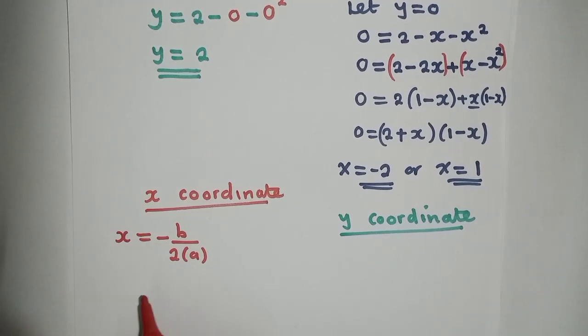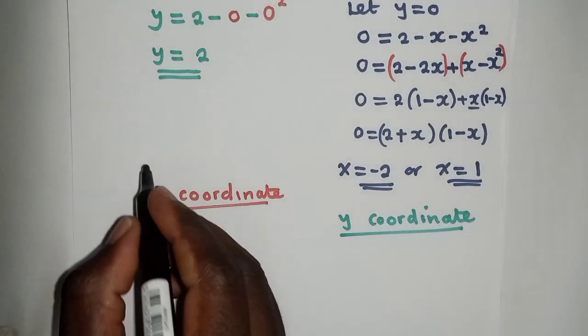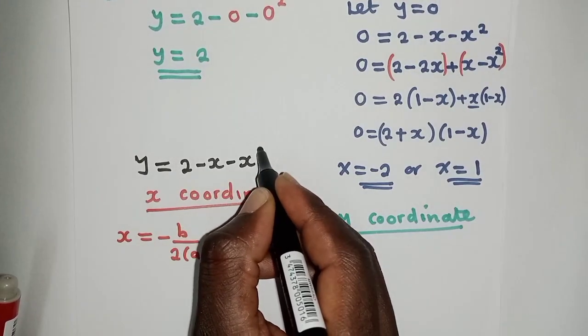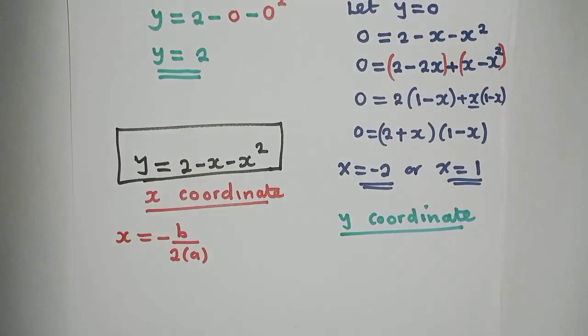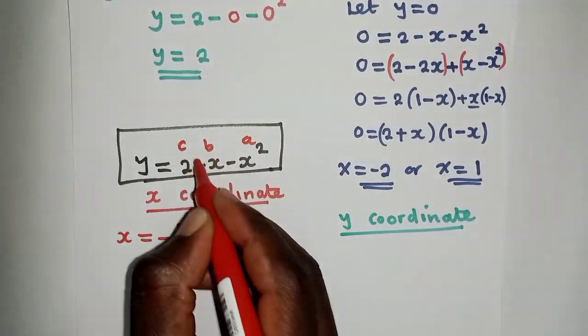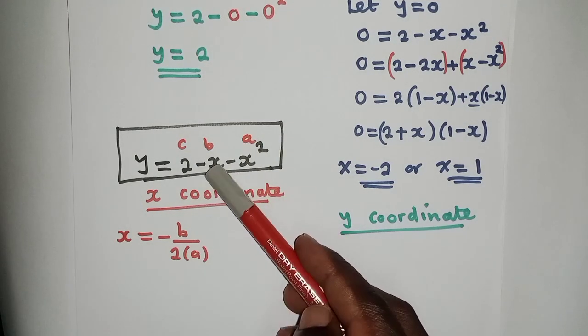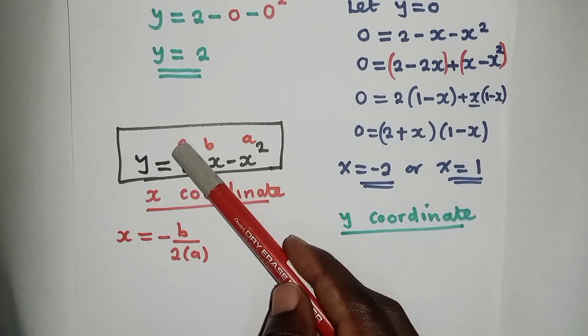So the formula is right here, and we know the given function looks like this: y is equal to 2 minus x minus x squared. This is the function we've been given in the question. What we're going to do here is just identify a, b, and c. If you know the standard form of the quadratic function, where there is power 2 is our a, where there is just x is our b, and where there is a constant, a number without a letter, is our c.